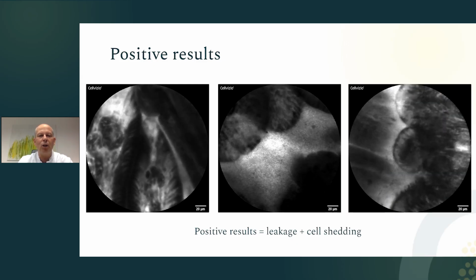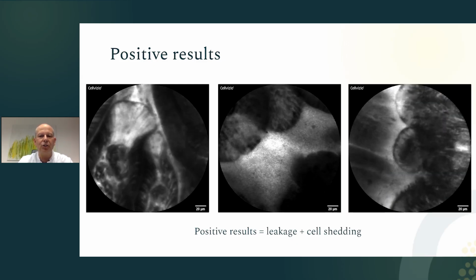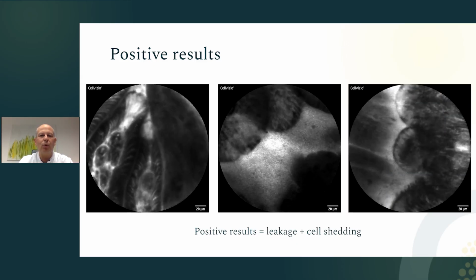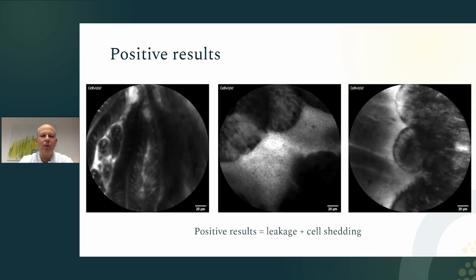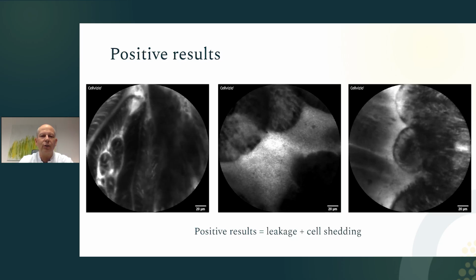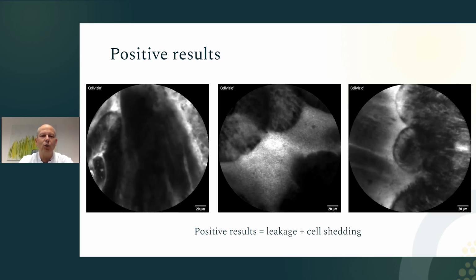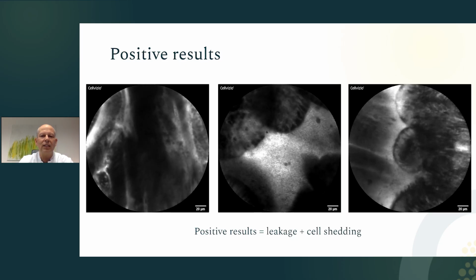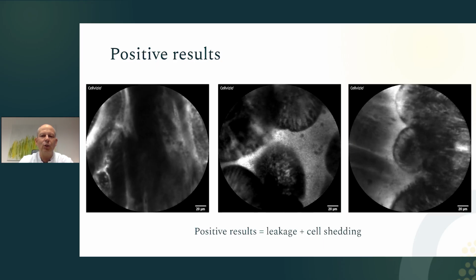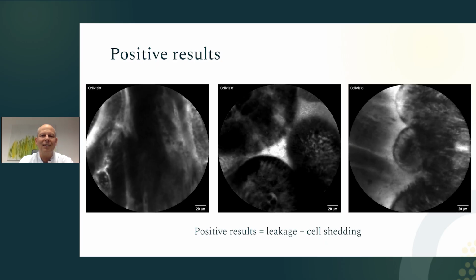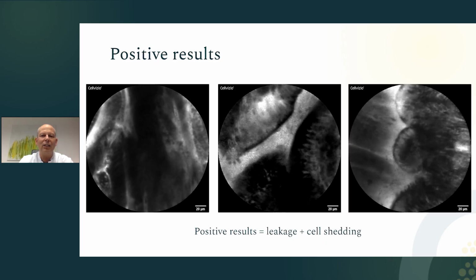Here are some positive results of the procedure. Again, this is so important. Leakage and cell shedding. You see here the leakage on the top of the villus. A lot of fluorescein and cells are shed into the lumen. And you see here more cells coming up. Also here, many cells are shedding into the lumen. You see a clear, very bright area into the lumen.